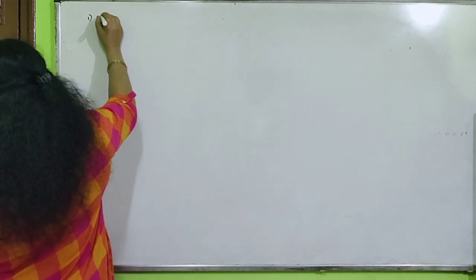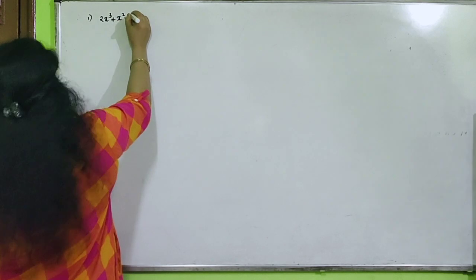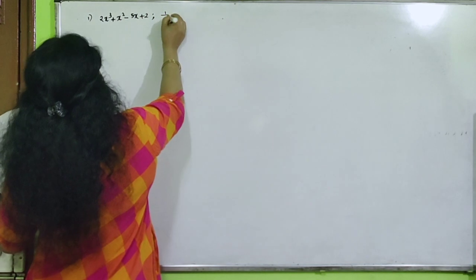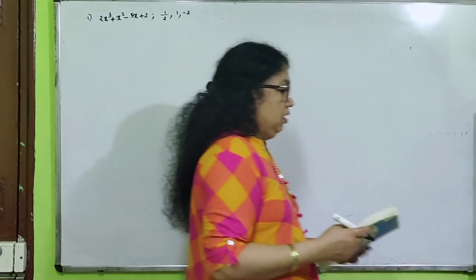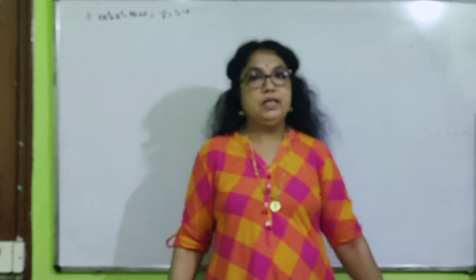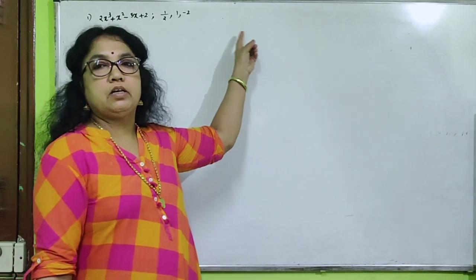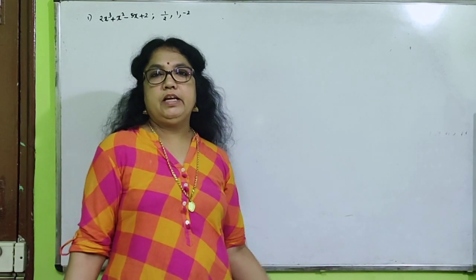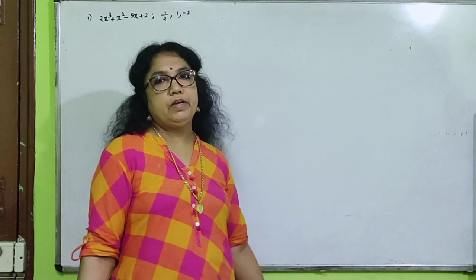In the first question, the polynomial is 2x cube plus x square minus 5x plus 2, and their zeros are given. We have to verify 1 by 2, 1 and minus 2. We have already learned how to solve it. First, what you have to do? First, write p of x. Then the values are given. Instead of x, substitute those values and find out the result. If we get zero, then the verification is done.